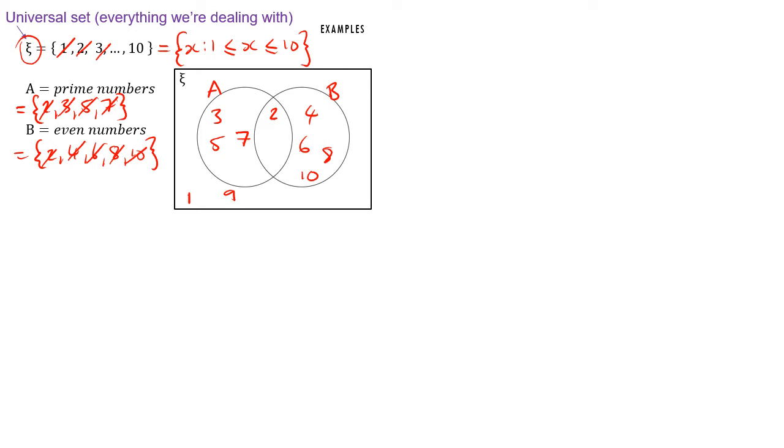And once you've done it, just check. We had 4 numbers in the set here. Yep, we got 4 numbers in the set. 5 numbers here. Yep, looks good.